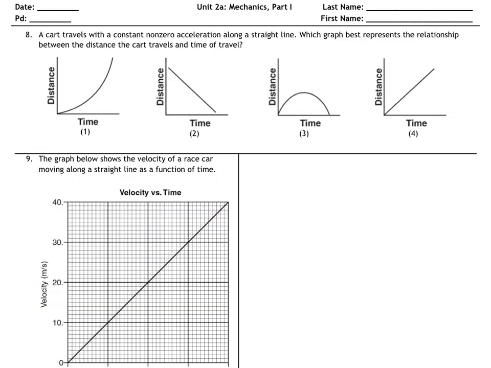In the 8th question, a cart travels with a constant, so that just means not changing, non-zero, which would mean not 0, acceleration along a straight line. Which graph best represents the relationship between the distance the cart travels and the time of travel? So if the cart is accelerating positively, then it would cover more and more distance as time went on. That's why I'm thinking that the answer is probably 1.